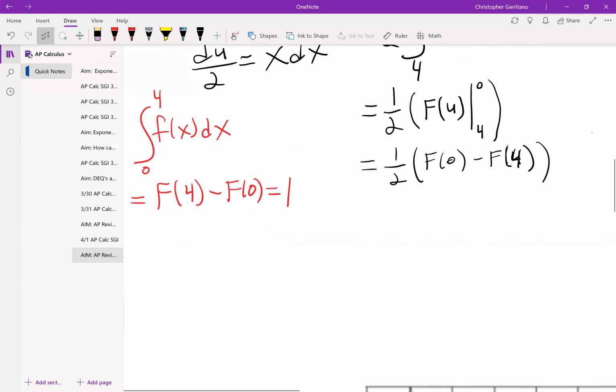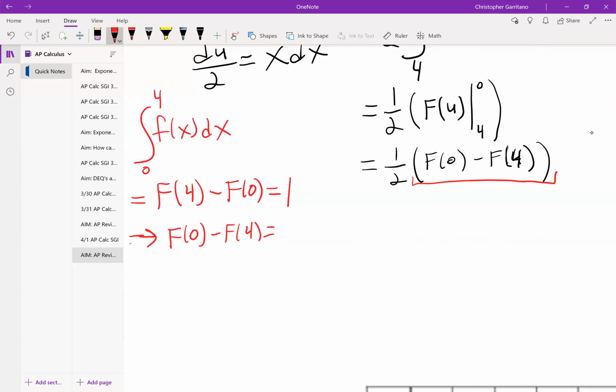Well, take a look. In the parentheses over here, we have big F of 0 minus big F of 4. Well, that's very similar to what we have over here on the left, except it's reversed. So if I multiply both the left side and the right side by -1, I have big F of 0 minus big F of 4 is equal to -1. Well, there you have it. This is the key that allows us to finish this problem.